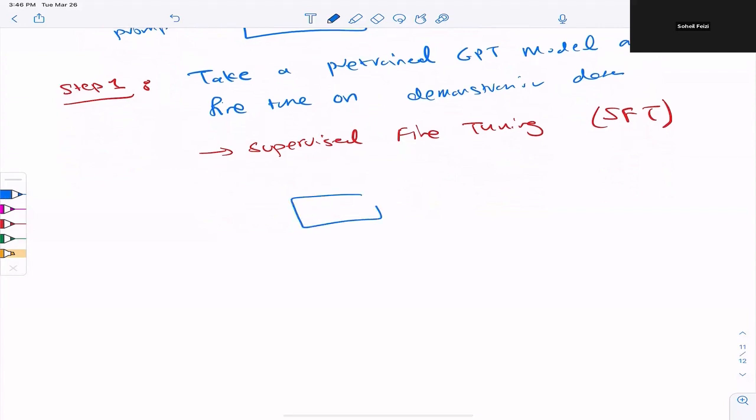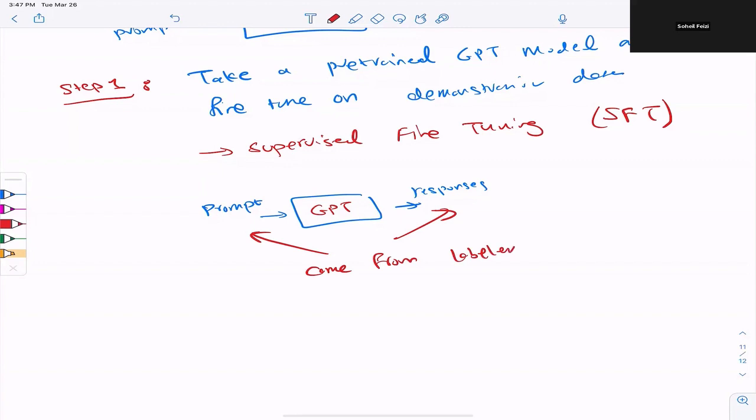Basically what it does, you gather some demonstration examples, you have some annotators, you have some prompts, and some responses written by those annotators. And you try to fine-tune your model to increase the probability of generating those responses written by the annotators, assuming the responses are high quality by those annotators. So in other words, these came from annotators, labelers, however you want to call it.